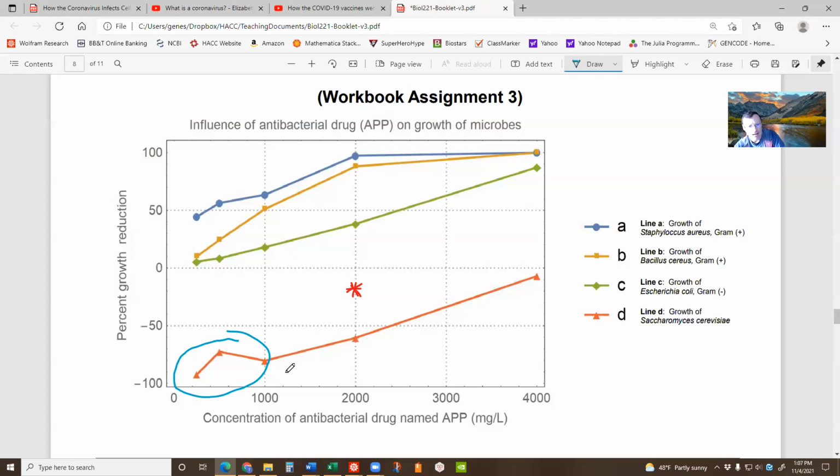And then as the concentration of the drug increases, the metabolism of the yeast cell starts to choke on the excess amount of drug, so the negative values start to become more positive, which means we are reducing the stimulatory effect and starting to increase the inhibitory or reduction effect of the drug.